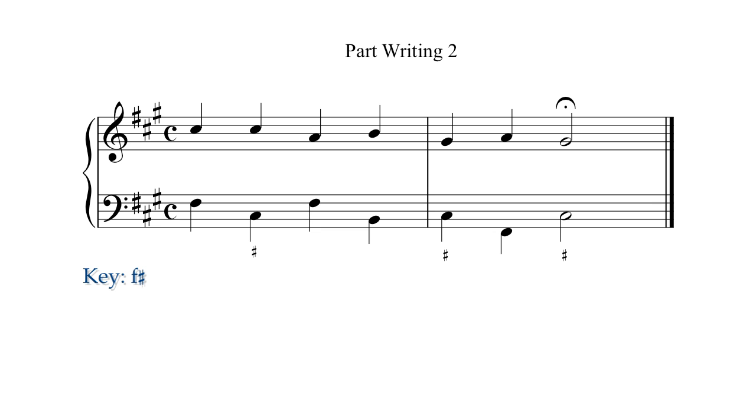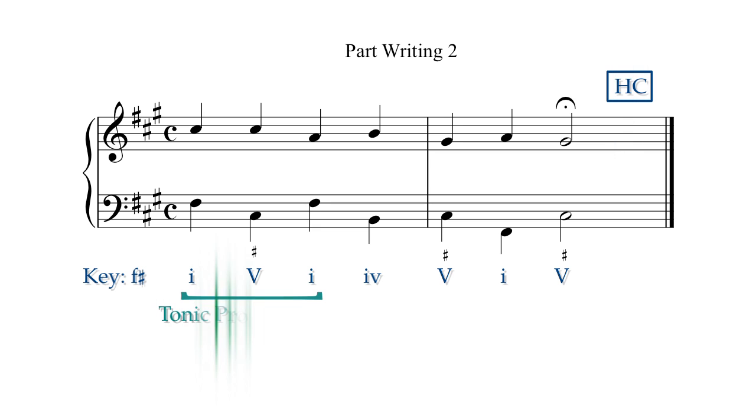Let's do our Roman numeral analysis first. Since they are all root position triads, the analysis should read minor 1, major 5, minor 1, minor 4, major 5, minor 1, major 5. Ending on the dominant, we have a half cadence. Notice that as in the first example, we again have tonic prolongation in the first 3 beats of the example.